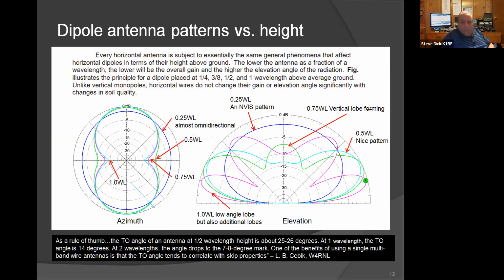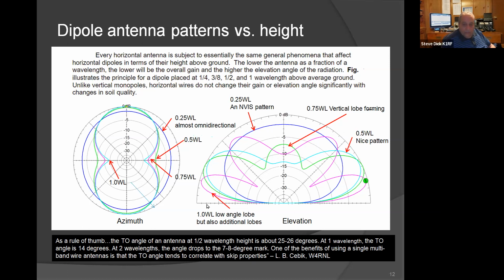Okay, let's talk about some antenna patterns. And again, I did this with EZNEC, and I saved the plots and reloaded plots from different EZNEC antenna models. When you're at half wave, the antenna pattern is pretty nice. When you go up to 3/4 of a wave, the antenna pattern is also nice. You start developing a small vertical lobe, which is not very important.